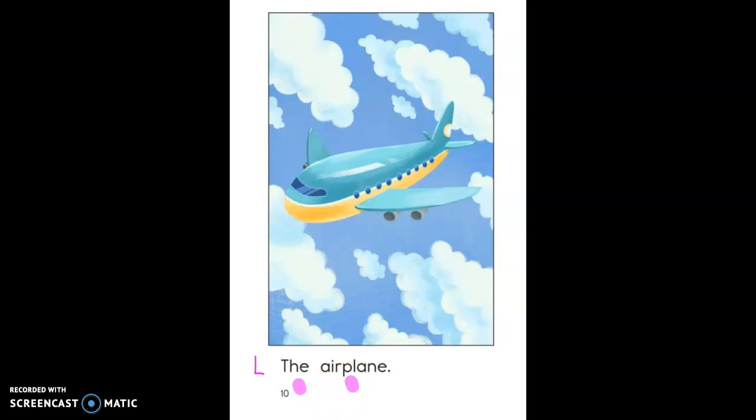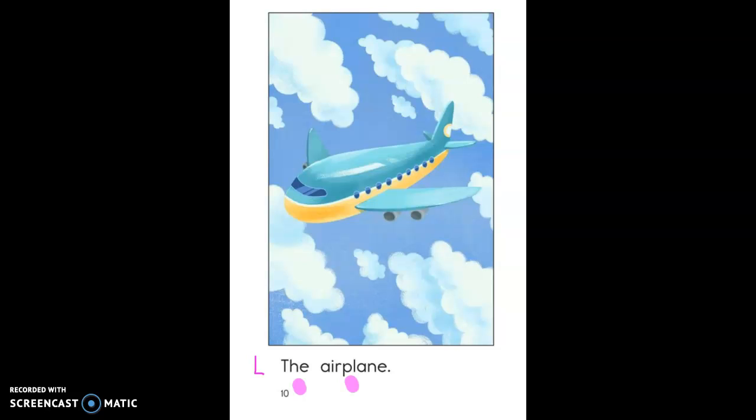Great job, scholars. How many words do we see on this page? Great job. There's 2 words. The airplane. 1, 2. Great job, scholars. Who can tell me, looking at this picture, where does an airplane fly? Yeah, an airplane flies in the sky. Great answer.